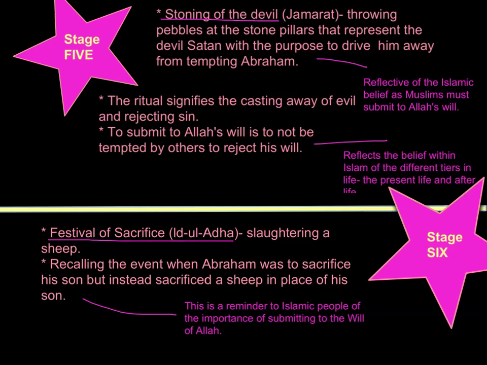Stage 6 refers to the festival of sacrifice. It is essentially the slaughtering of a sheep, recalling the event when Abraham was to sacrifice his son, but instead sacrificed a sheep in place of his son. This is a reminder to Islamic people of the importance of submitting to the will of Allah.